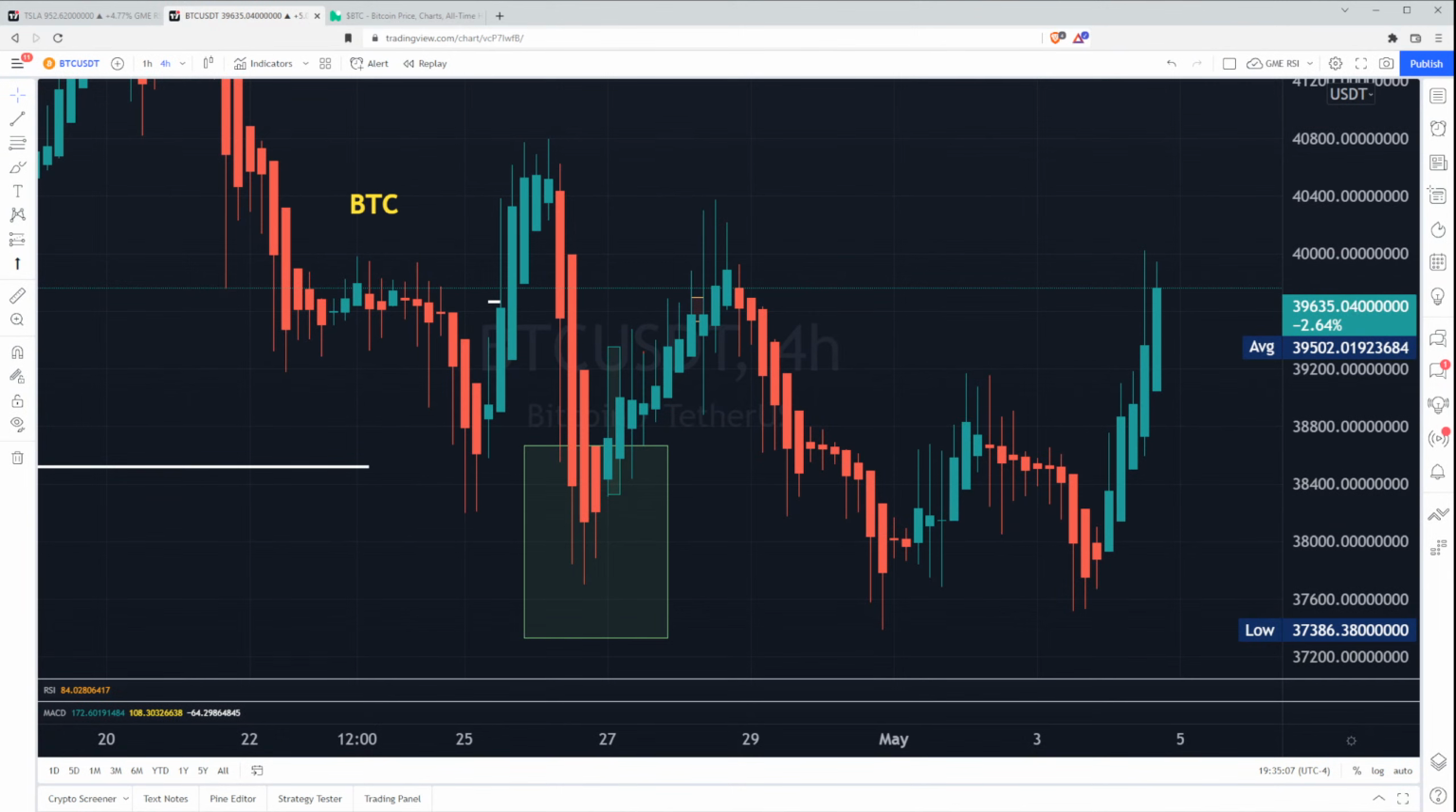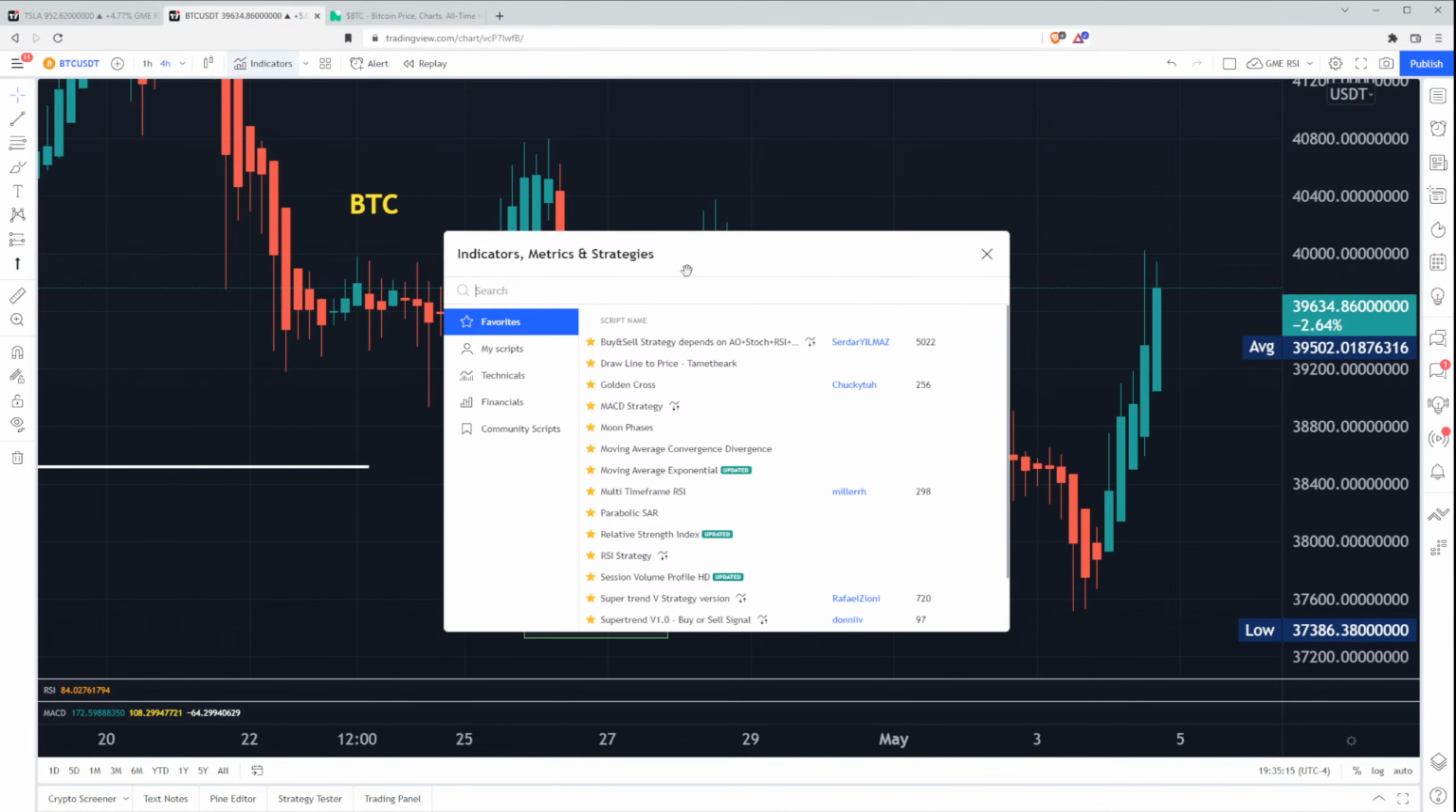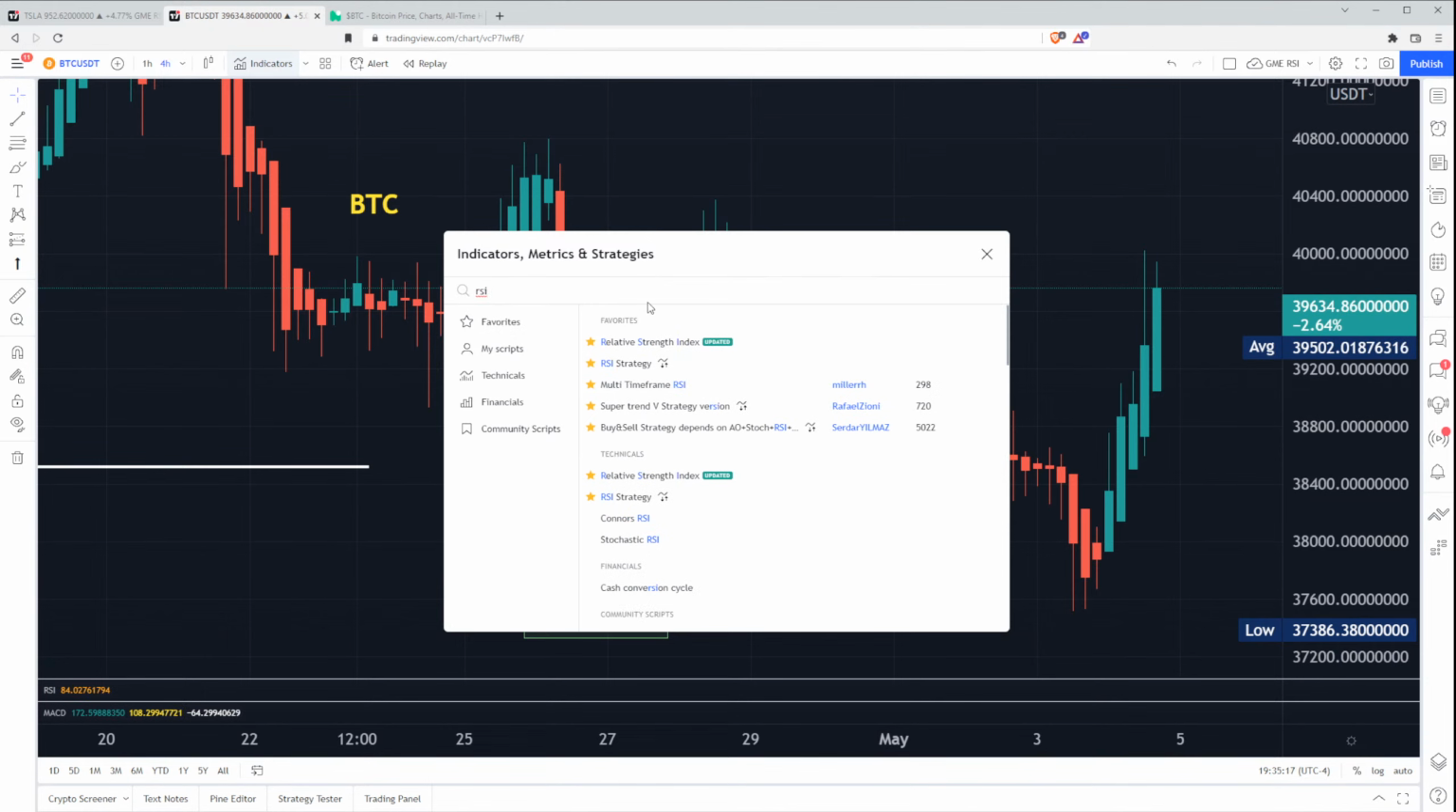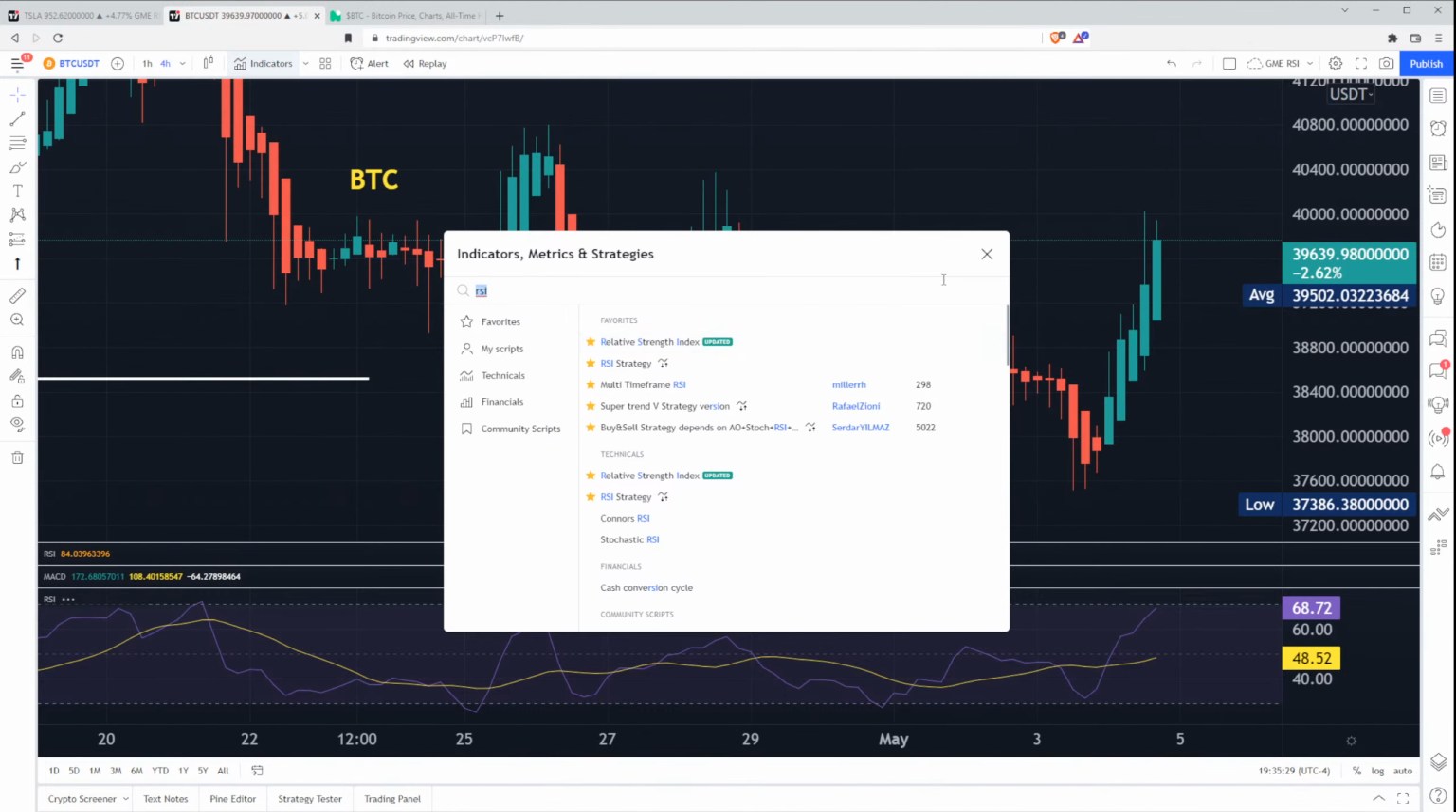Alright, once you're on this page, we're going to go over a very basic indicator. The first indicator that I would like to use is the relative strength index. So you're going to type RSI. And they do have it updated. So when you get the updated relative strength index version on here from typing RSI, you can favorite it and then you can add it to your chart.